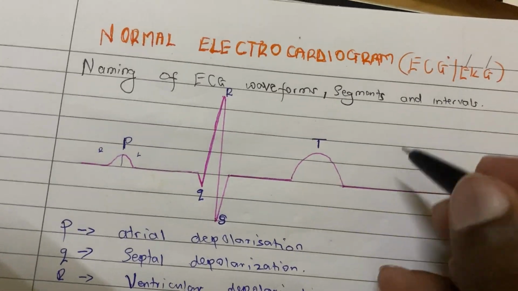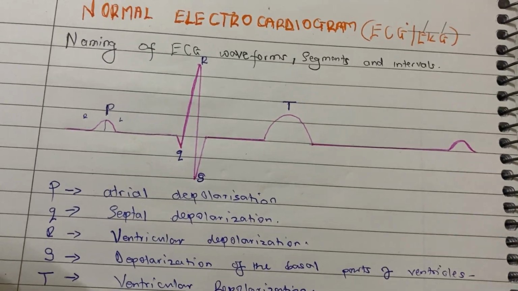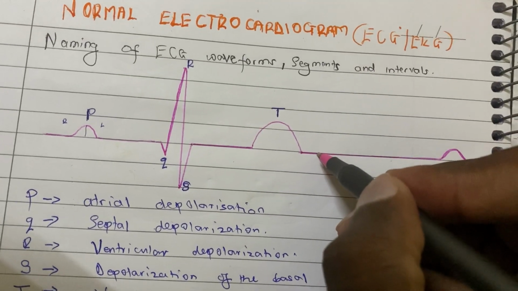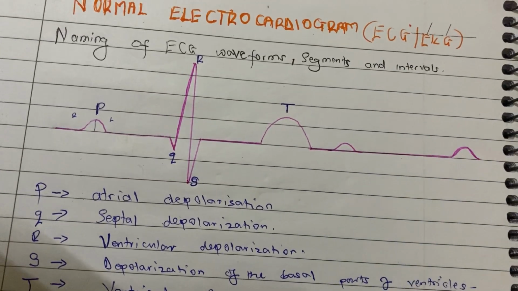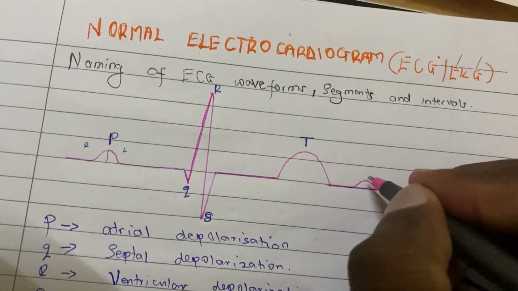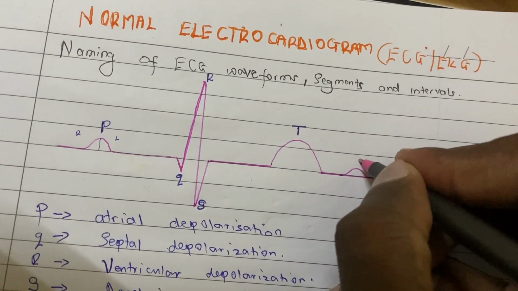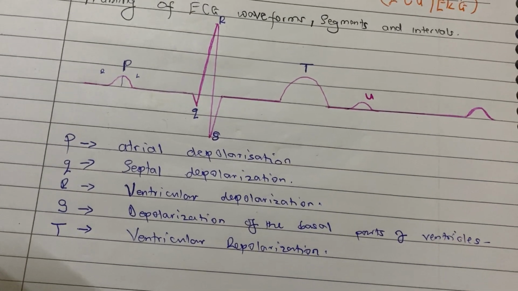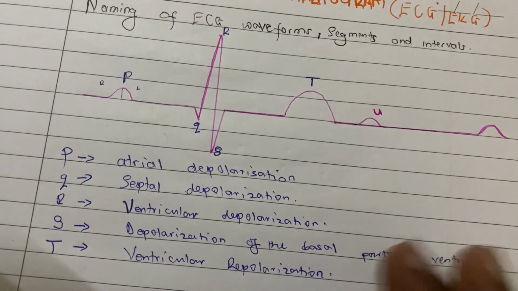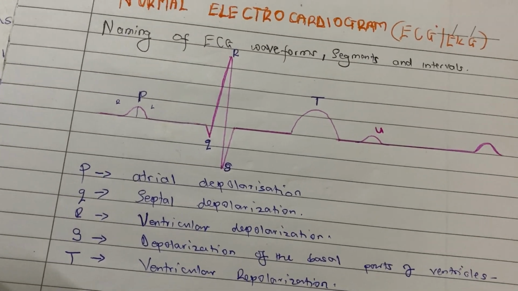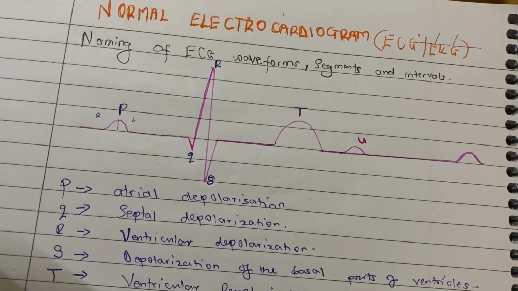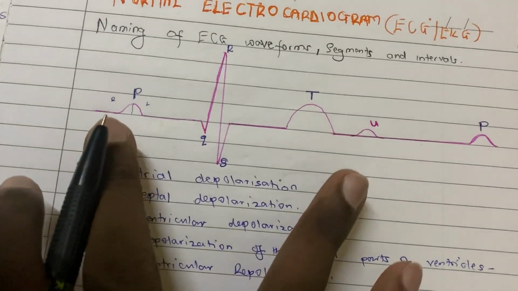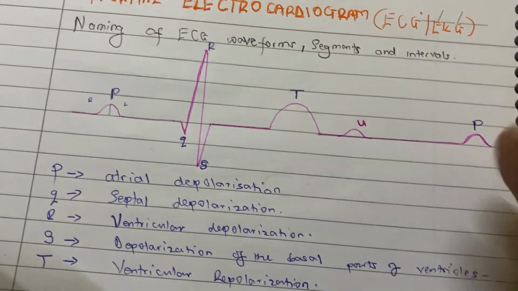Sometimes we can see another deflection, but not always. We can get another waveform here, which I forgot to put, and it's called the U wave, which is repolarization of the basal parts, but it is not normally given, or not always present. And then the cycle continues. This is P again. We have finished one cardiac cycle, and the second one is the same.